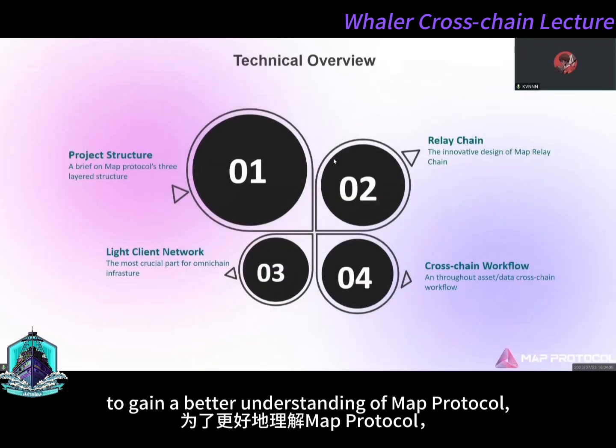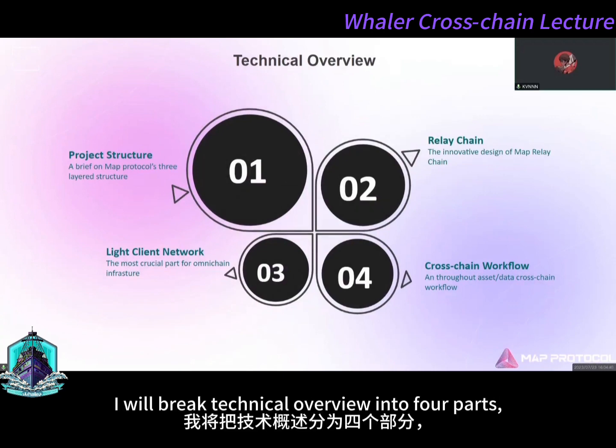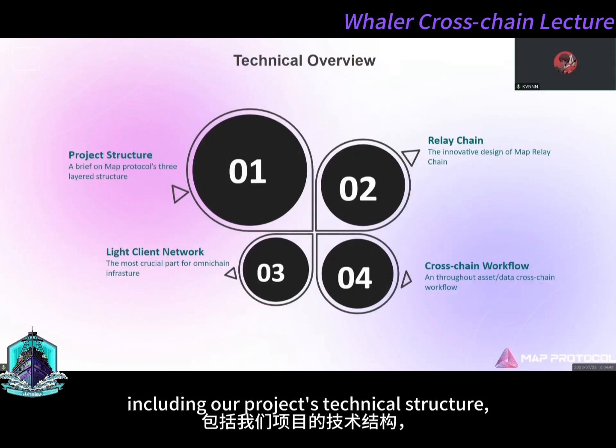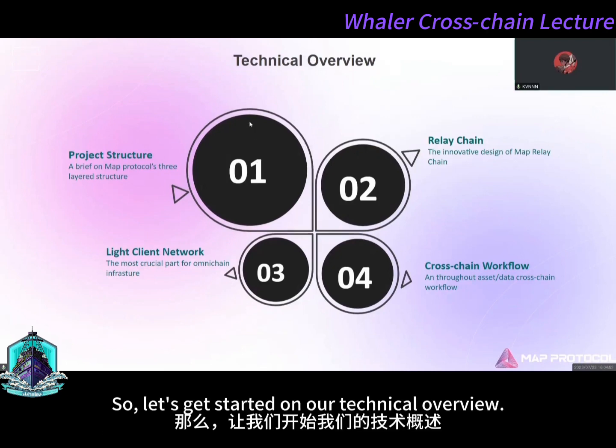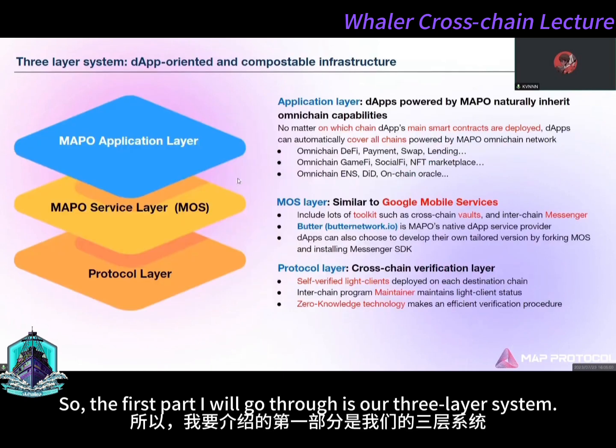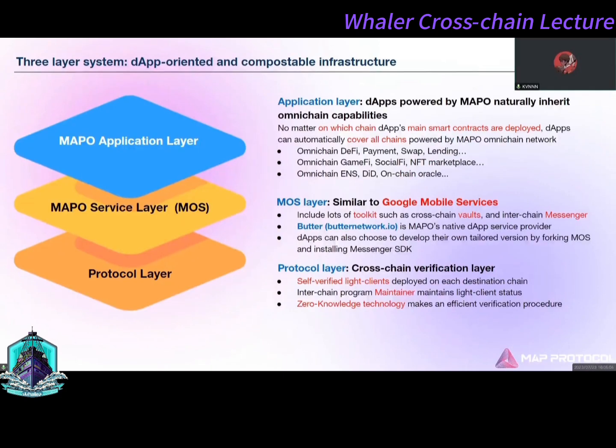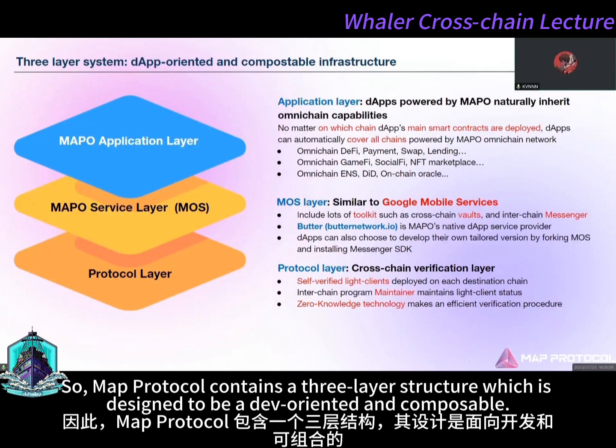So to gain a better understanding of Map Protocol, I will break the technical overview into 4 parts, including our project's technical structure, the innovative design of our relay chain, the Light-client network, and also a cross-chain workflow example. So let's get started with our technical overview. The first part I will go through is our 3-layer system. Map Protocol contains a 3-layer structure, which is designed to be dApp-oriented and composable.